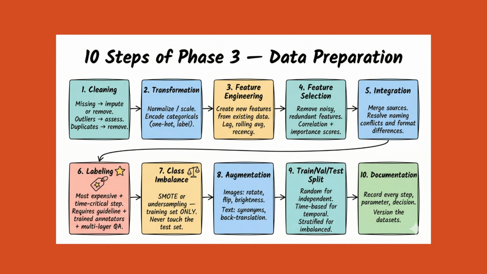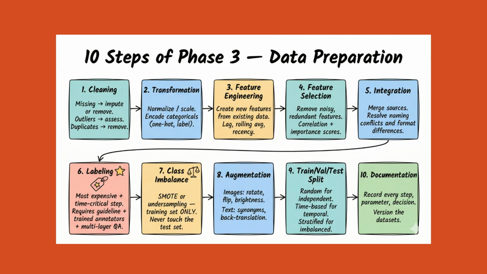Step 5. Data integration. Merge sources into one unified dataset. Resolve naming conflicts and format inconsistencies across tables. Step 6. Data labeling, the most expensive and time-sensitive step, requires a detailed labeling guide, trained annotators, and multi-layer quality control. Step 7. Class imbalance. Apply SMOTE or undersampling to the training set only, never the test set. Never. Adjust class weights in the algorithm.